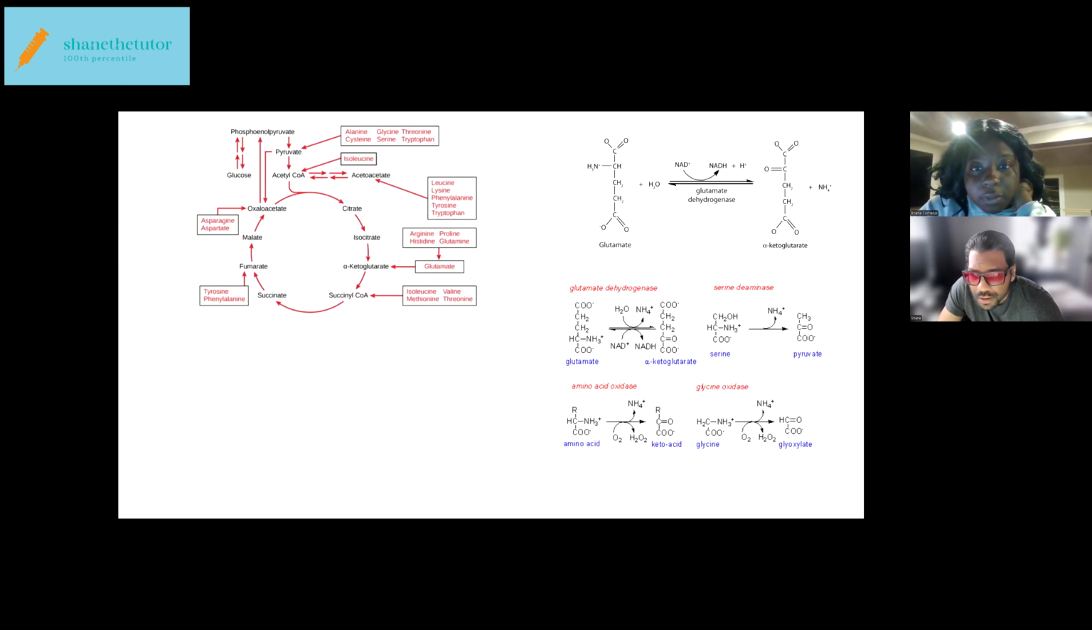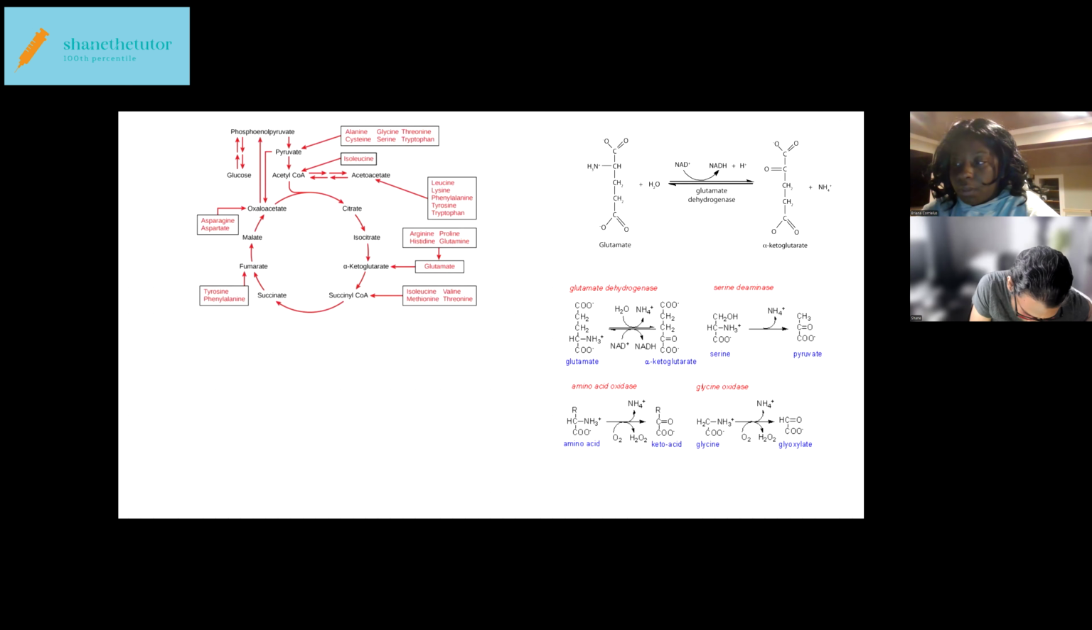Oh, I see it. I do it here. So we see the glutamate into the alpha ketoglutarate. One, two, three, four, five for glutamate, one, two, three, four, five for alpha ketoglutarate.